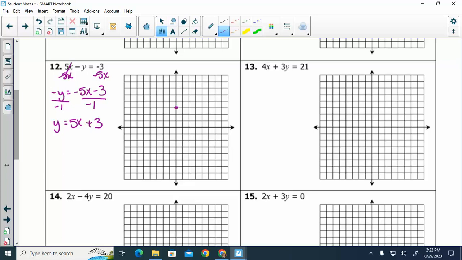What's my slope? Okay, so slope is 5, so we would go up 5, over 1. If you ran out of space, what's the other way of doing it? Down 5. Good. Down 5.